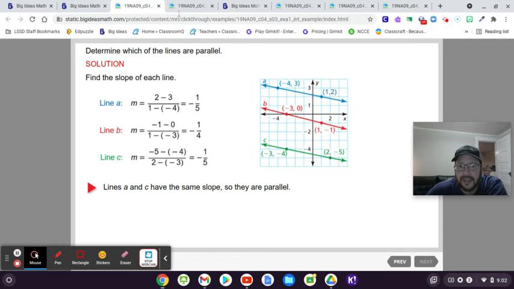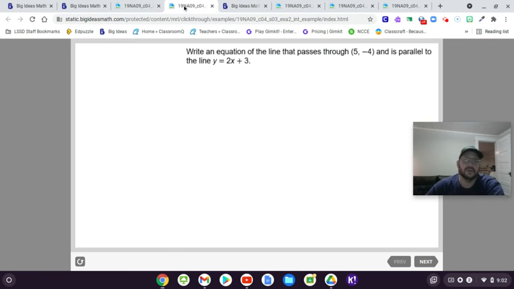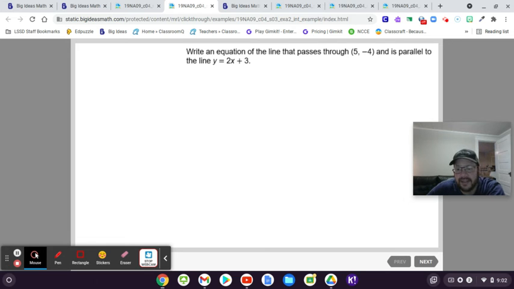Okay, there we go. Let's do another example. What if you know that you have a line that is parallel to another line and you have a point that it passes through? Hopefully you understand point slope form. So if you have a line that goes through (5, -4) and is parallel to the line y equals 2x plus 3, what is the slope for the line that you're looking for?